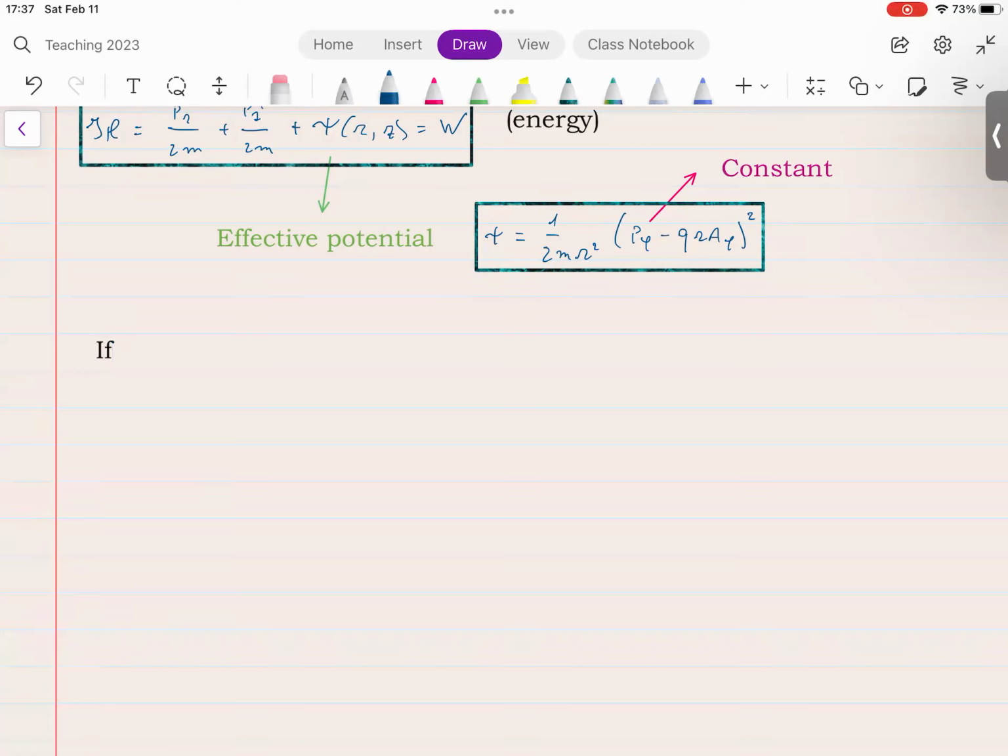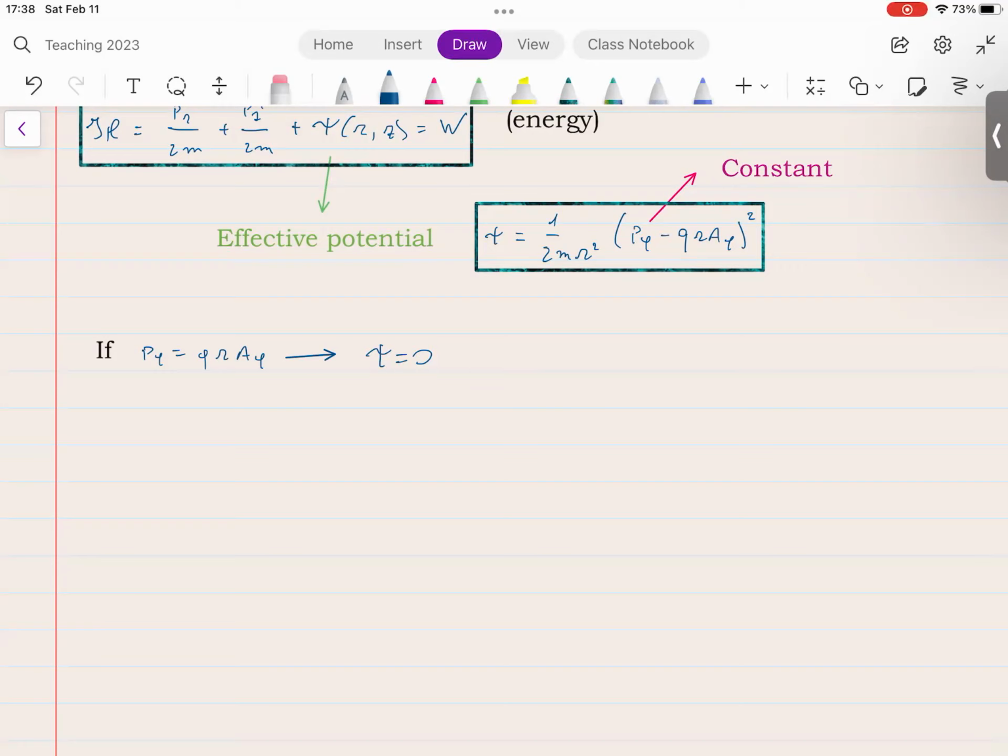If p phi is equal to q r a phi, then psi is equal to 0. For any other value of p phi and r and a phi, psi is going to be positive.